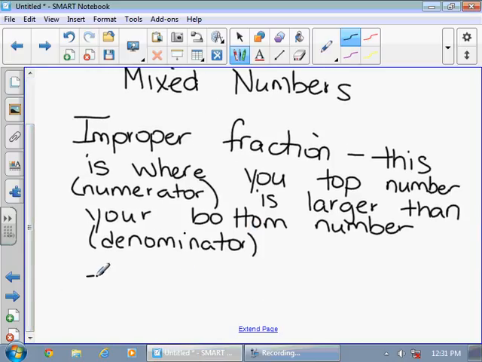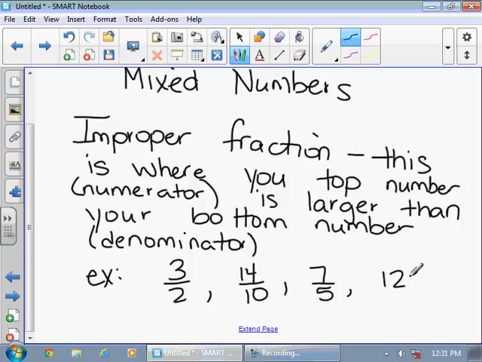So some examples of what an improper fraction might look like is 3 over 2, 14 over 10. We had that a minute ago. We had 7 over 5 a minute ago. Okay. It can be very large numbers. It could be 125 over 100. Okay. As long as your top number is larger than your bottom number, that's an improper fraction.